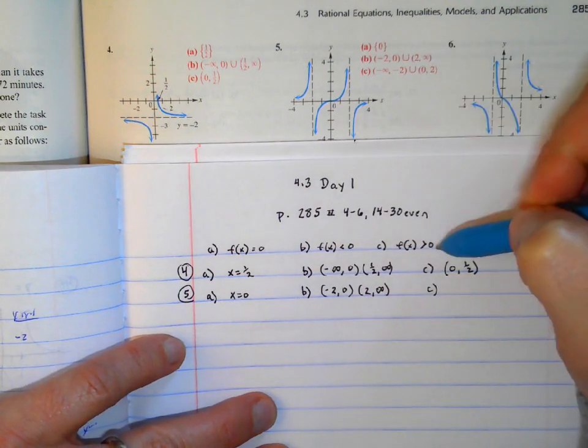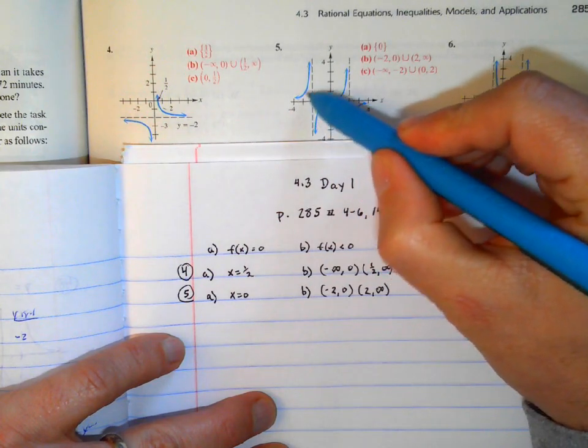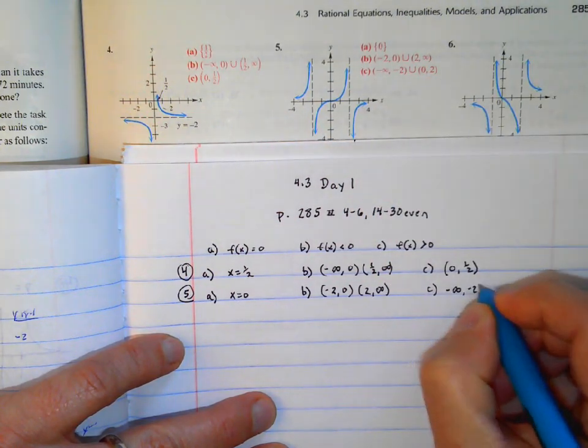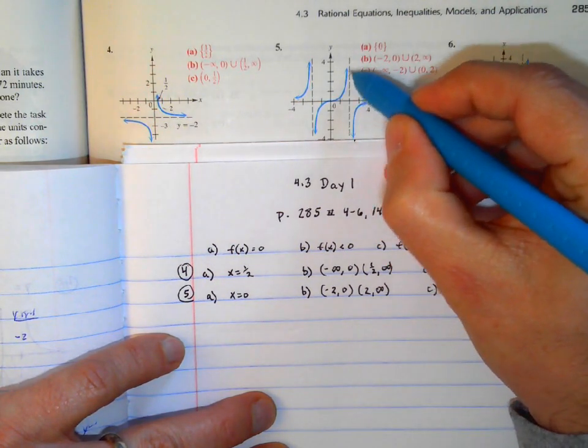Okay, so part C is where is it above 0? So this is all above 0. So from -infinity all the way up through -2. And then also from 0 to 2.